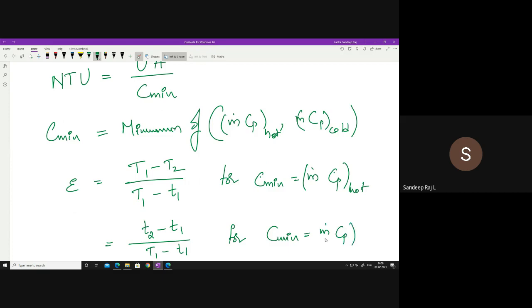The formula for effectiveness is equal to small t2 minus small t1 by capital T1 minus small t1, for Cmin of m dot Cp of the cold one. You may remember it, and you may not. It is better to remember these formulas for competitive examinations. Simple things you can solve actually. So the point here is the denominator is the same for both.